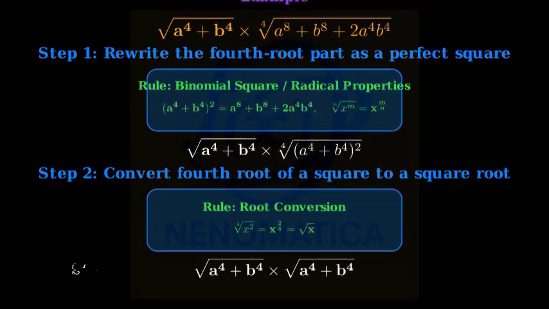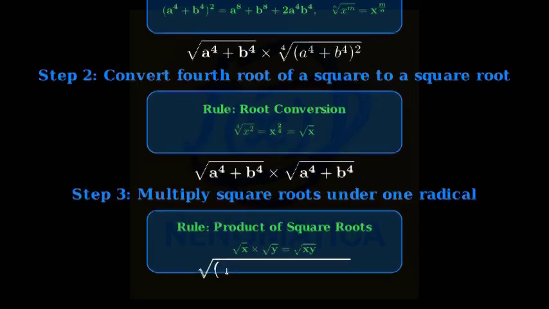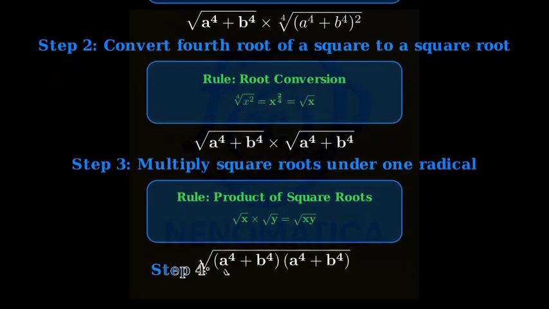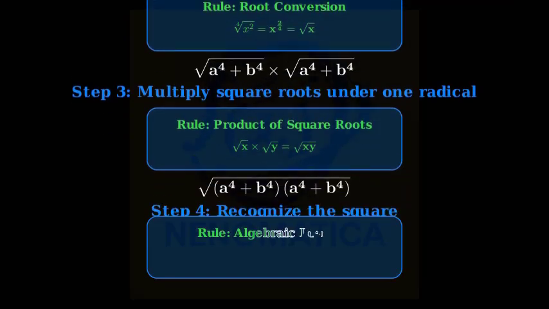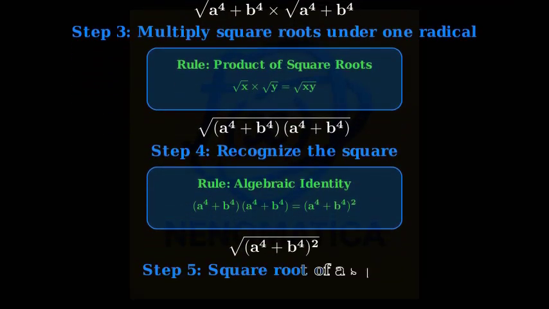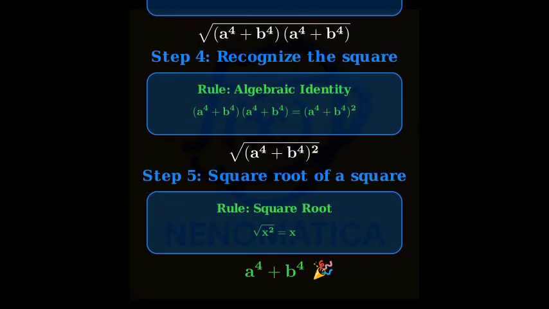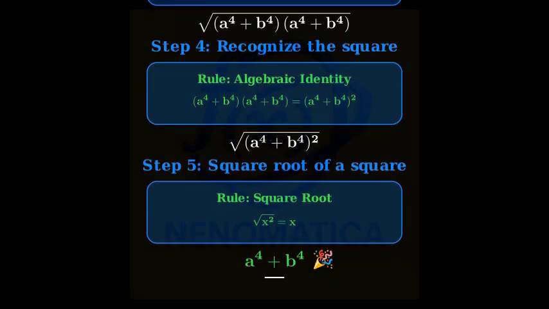Step 3. Multiply the two equal square roots and combine them under a single square root. Step 4. Recognize the product as a square of a to the 4 plus b to the 4. Step 5. The square root of a square simplifies to the base. We obtain a to the 4 plus b to the 4. Now, we follow the same exact structure for the second expression from the image.